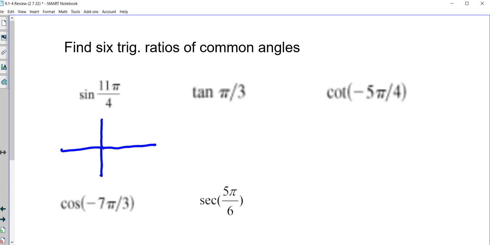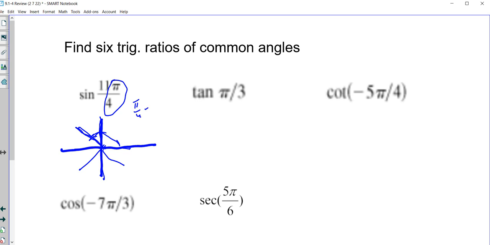Okay, we have 1 pi over 4, 2 pi over 4, 3 pi over 4, 4 pi over 4, 5 pi over 4, 6 pi over 4, 7 pi over 4, 8 pi over 4, 9 pi over 4, 10 pi over 4, and this is 11 pi over 4. So this angle right here is 11 pi over 4. All right, so we are in the second quadrant.